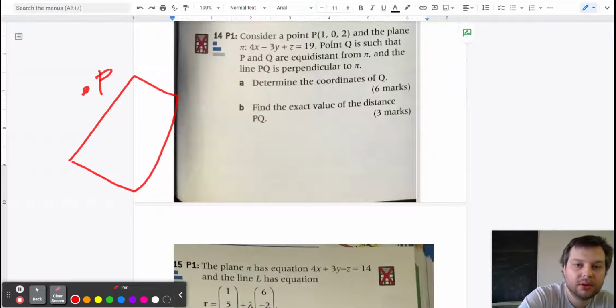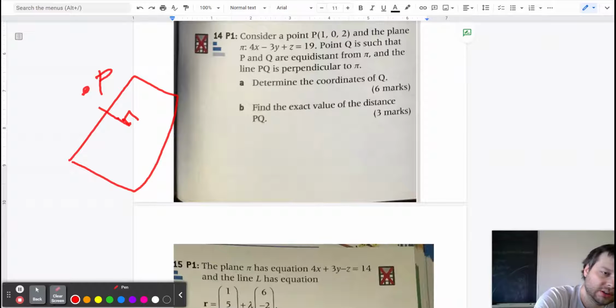And then point Q is equidistant from pi. And so that might be hard to visualize. It could be in an infinite number of places, but then it says the line PQ is perpendicular to pi. And so what that means is I have to go along the normal vector. So this is perpendicular to the plane pi. And so that tells me exactly where point Q needs to be then.